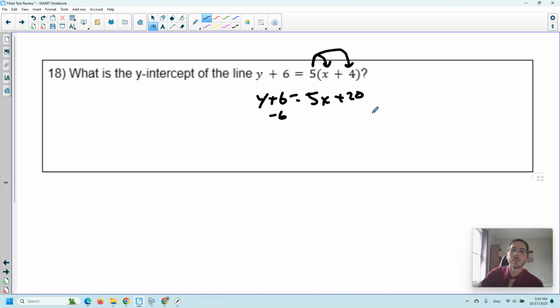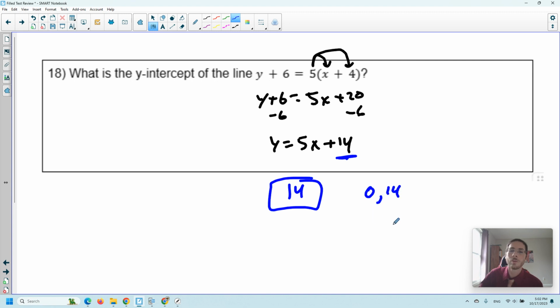Plus 20 minus 6 on both sides. So y equals 5x plus 14. And then it's y equals mx plus b form. So the y-intercept is 14, or if you want it as a point, (0, 14). Either one would be good. So that's everything we got for that one.